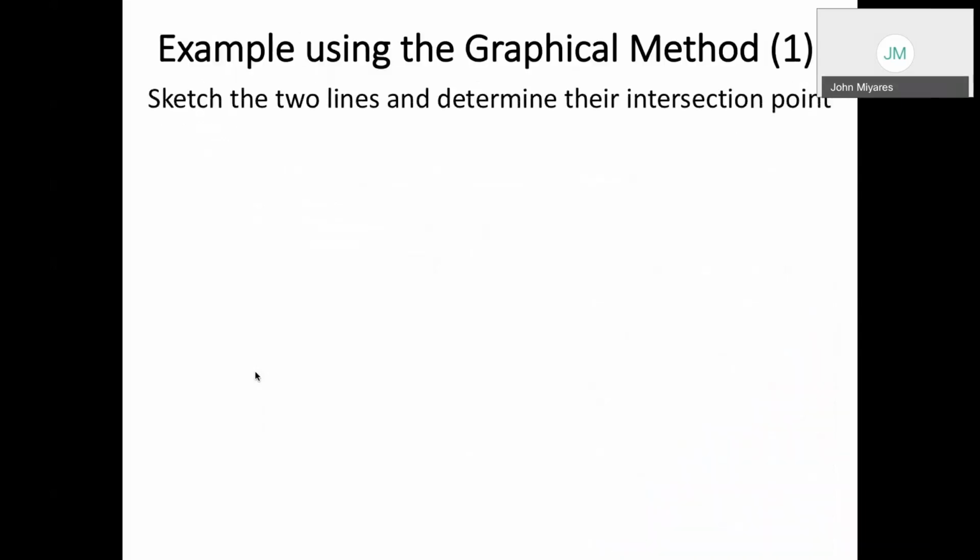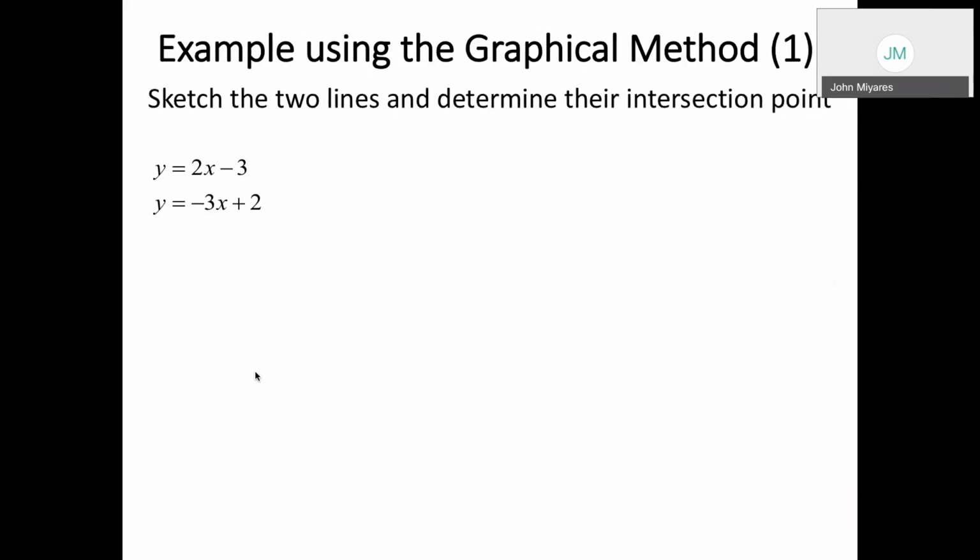Let's do some examples. For the first example, we'll use the graphical method. Here, we want to sketch the two lines represented by the equations y equals 2x minus 3 and y equals -3x plus 2, and then we want to determine their intersection point, because that intersection point will represent the solution to the system of equations.